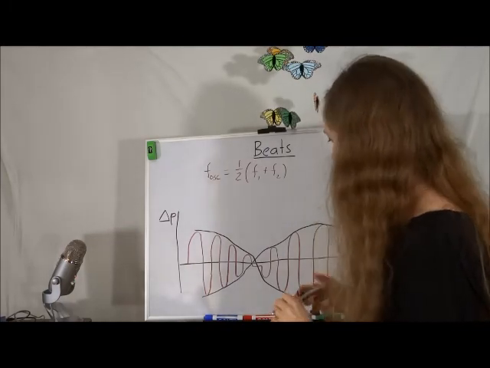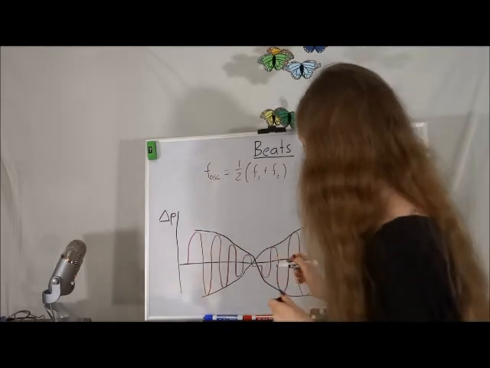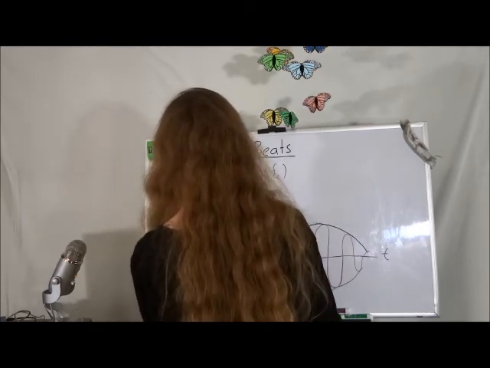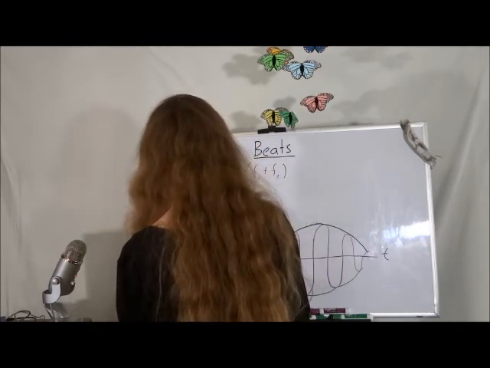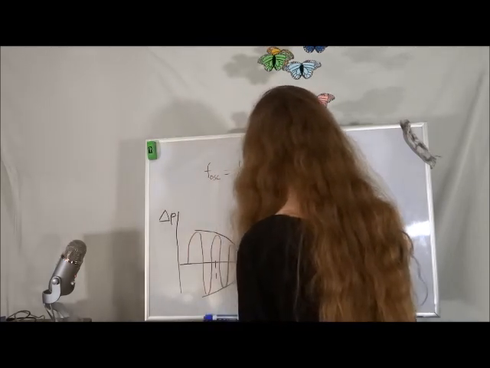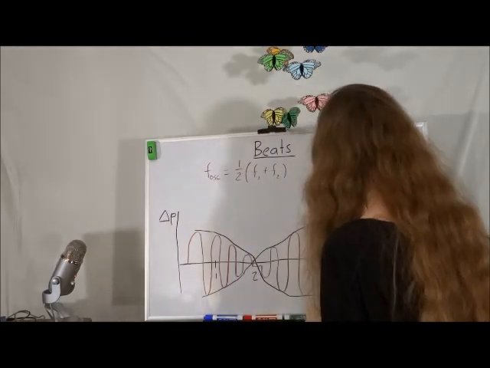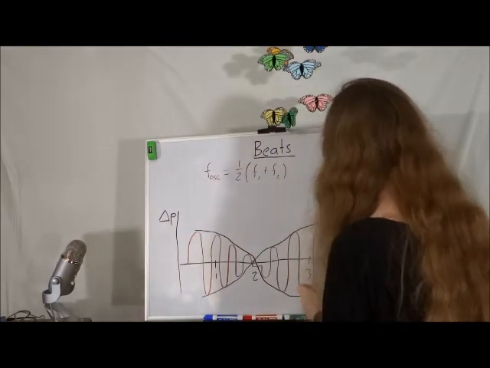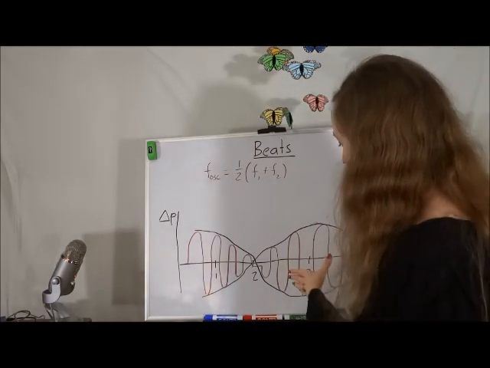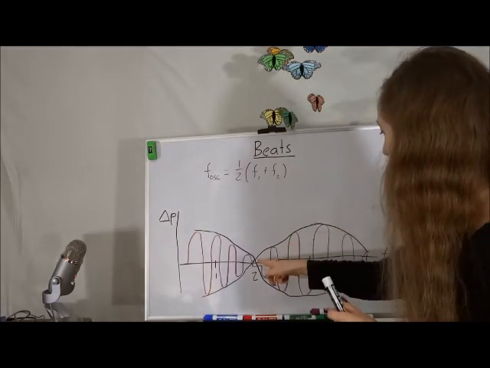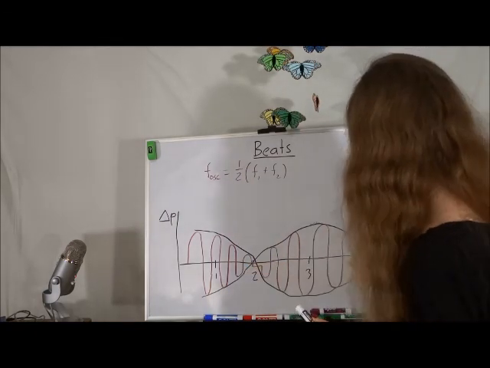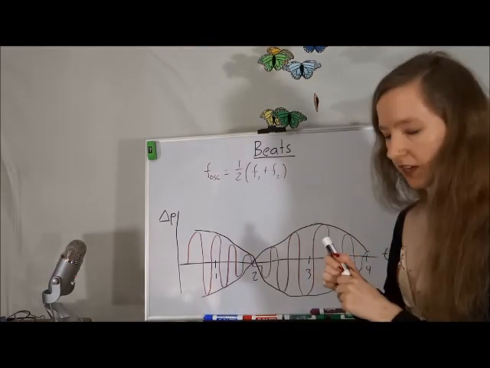And then, if we give some time increments to this, so we'll say that this is 1, 2, 3, 4 seconds. If you want to figure out what our beat frequency is from this graph, we're going to look and see, okay, this right here would be going from 2 seconds to 4 seconds. We complete one cycle in that time.